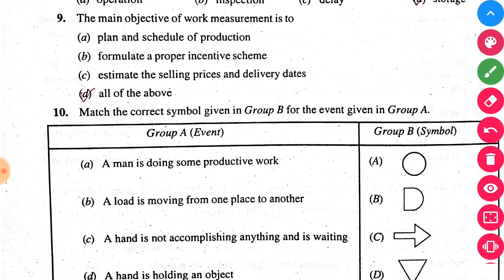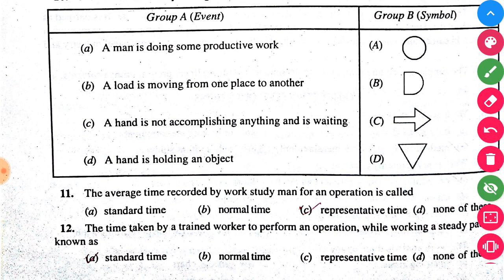What are the main objectives of work measurement? These are given here: to plan the schedule for the production, formulate proper incentive schemes, and estimate the selling price and delivery date. These are the objectives of work measurement. Guys, these symbols we have already discussed, so we will not take any more time.